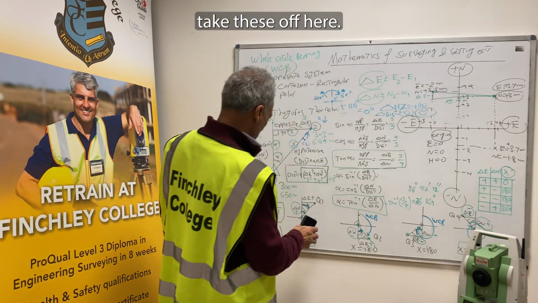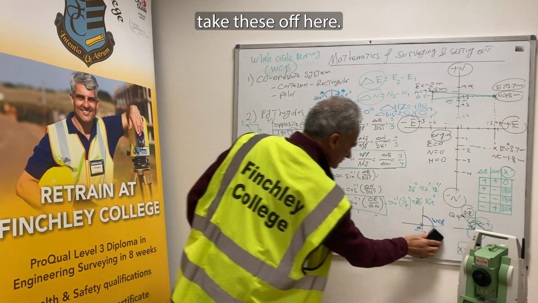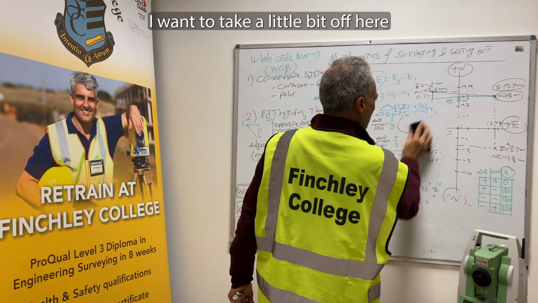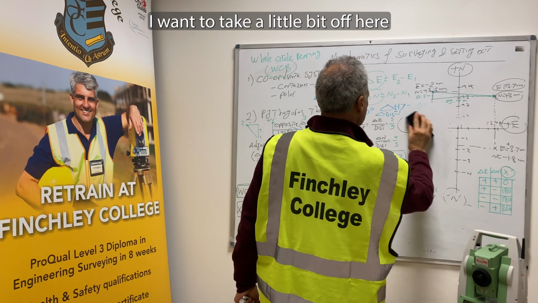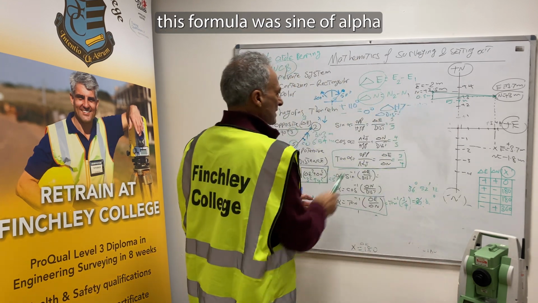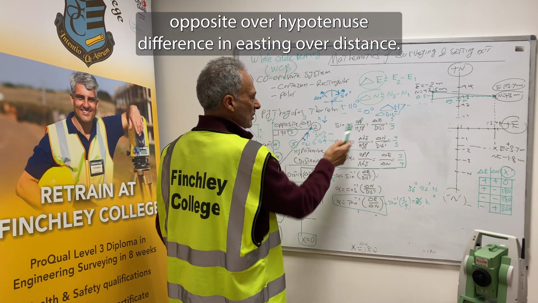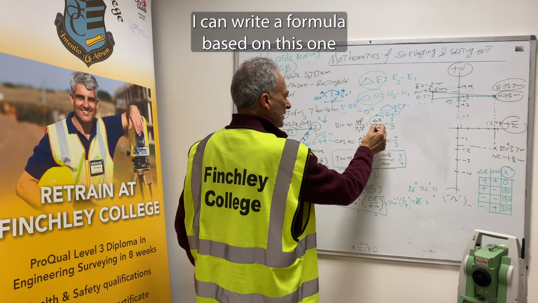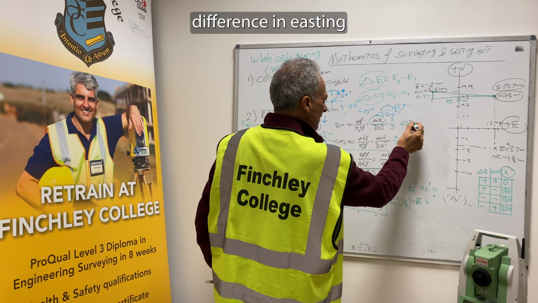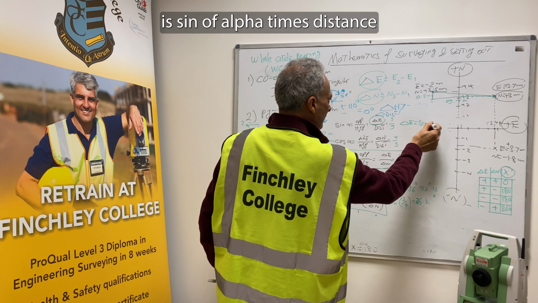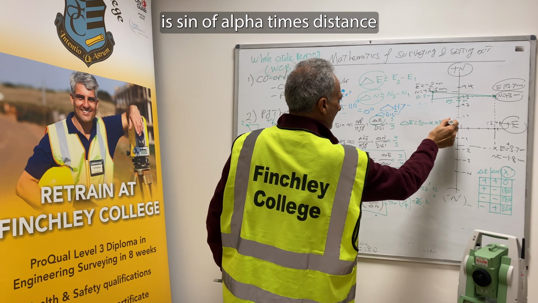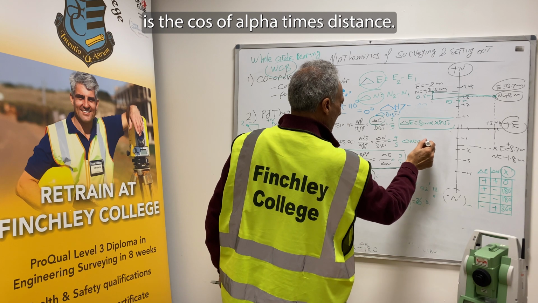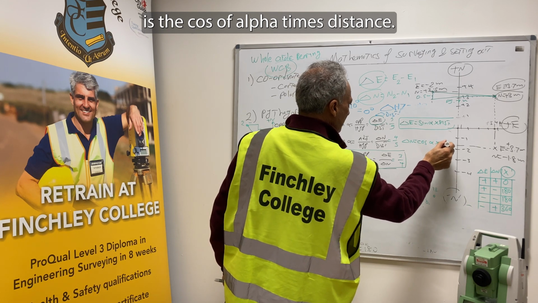I'm going to take these off here. And I'm going to take a little bit off here. This formula was sine of alpha, opposite over hypotenuse, difference in easting over distance. I can write a formula based on this one. Difference in easting is sine of alpha times distance. And difference in northing is cos of alpha times distance.